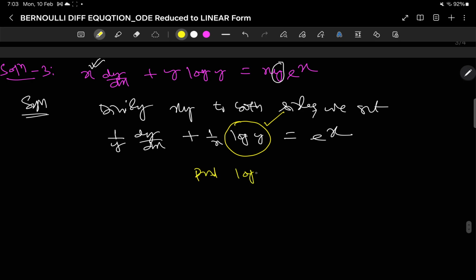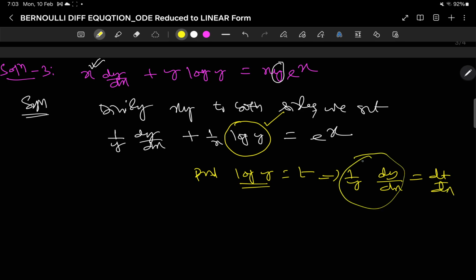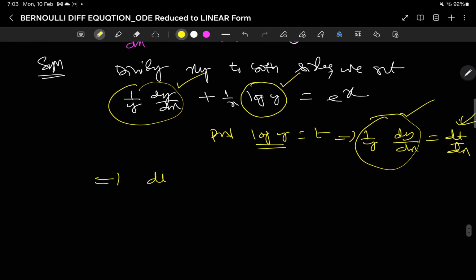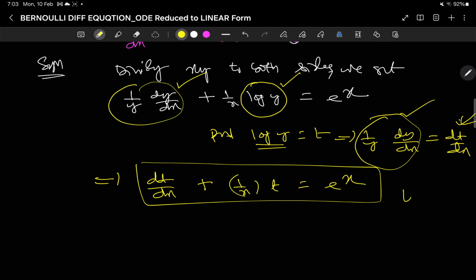Put log y is equal to t. The derivative of log y is 1 by y. Again derivative of y is dy by dx is dt by dx. Now you see this is 1 by y dy by dx. Okay, so now this and this match. Okay, so this is dt by dx. So that means here dt by dx plus 1 by x t is e to the power x. So which is here linear with this is your p and this is your q.